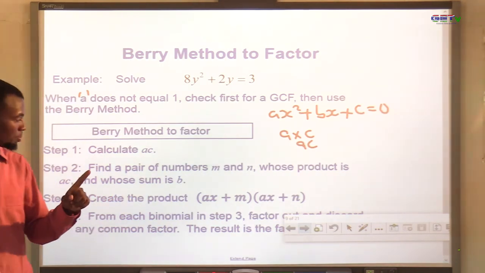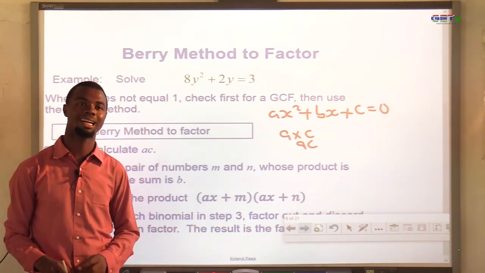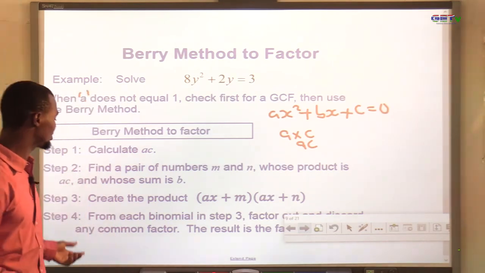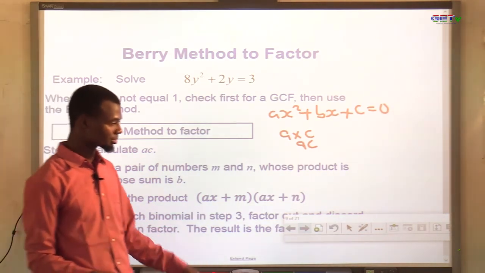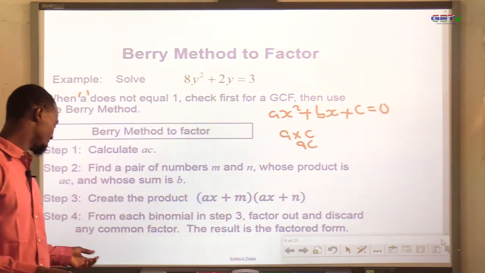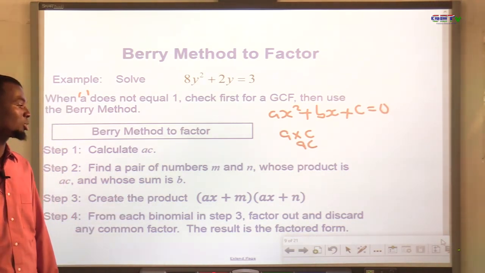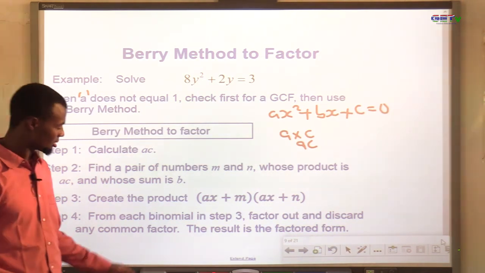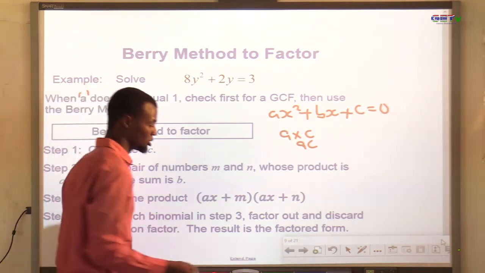Step 3, create the products in this form: AX plus m and AX plus n. Then the last step, from each binomial, factor out and discard any common factor. The result is the factored form. If you factor out any common factor, that is what is called the factored form.